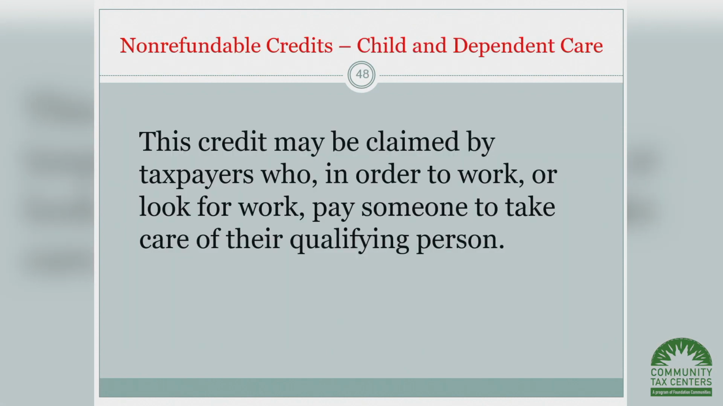And then we have our next one. This one's actually a really common one. This is our child and dependent care credit. So we're getting into the children. Once we get into these credits, you'll see a lot of how children affect the tax return, and we'll go over them individually. But the first one that you'll see is the child and dependent care credit. This credit may be claimed by a taxpayer who, in order to work or look for work, pays someone or a child care service to take care of their child while they do that.